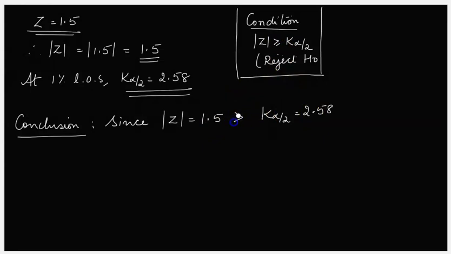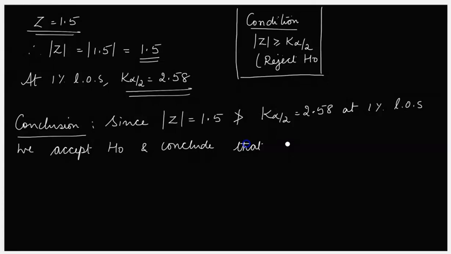Now check whether 1.5 is greater than 2.58. You see that it is not greater than. So at 1% level of significance, we accept H0 and conclude that capital P1 is equal to capital P2, or in other words, it means that both the population proportions are equal.